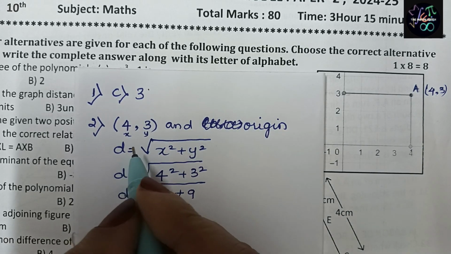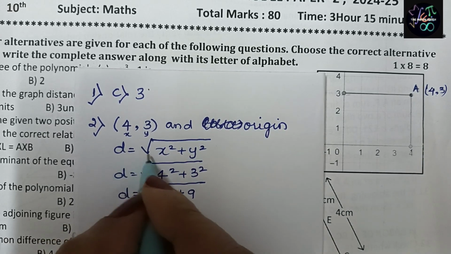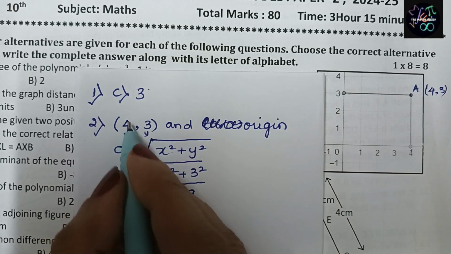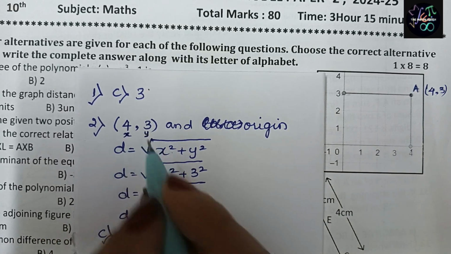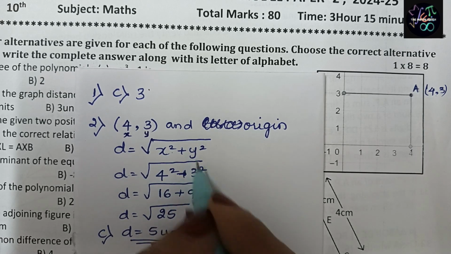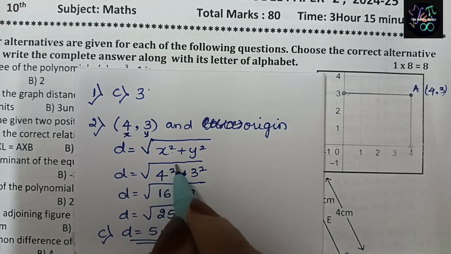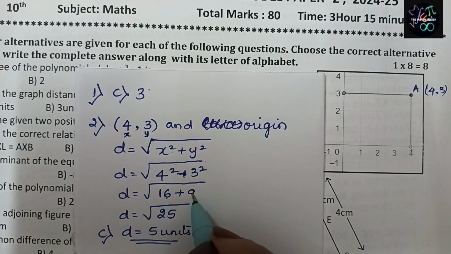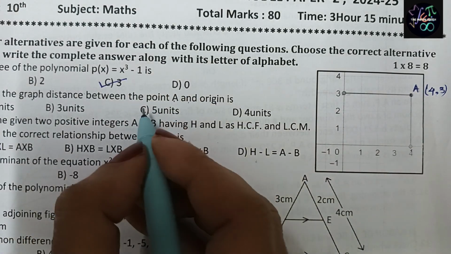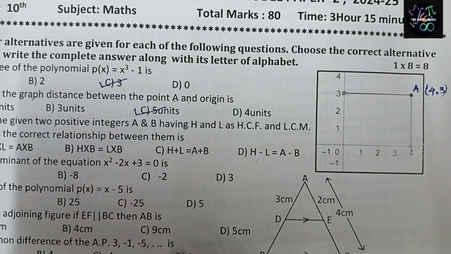We know that when there is an origin we use this formula d is equals to root of x square plus y square, and this first number is x and the second one is y. So d is equals to x value is 4 square plus y value is 3 square. D is equals to 4 square is 16 plus 3 square 9. 16 plus 9 is 25. So D is nothing but 5 units. Let us see in the options, 5 units. Yes, option C is 5 units. So option C is the correct answer.